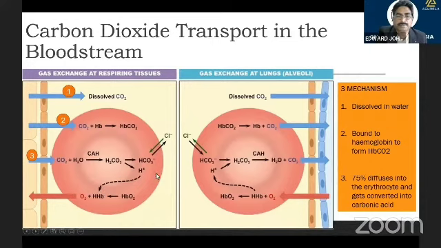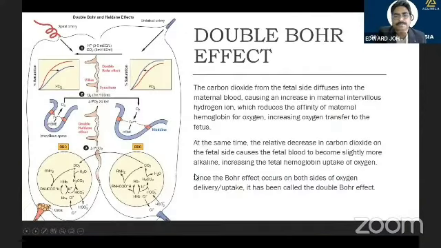It acts as a buffer. So the reverse occurs when it reaches the alveoli. In the alveoli, what happens? The hemoglobin takes up the oxygen and releases the hydrogen ion. So the bicarbonate is exchanged from the cytoplasm for chloride, combines with the released hydrogen ion from the hemoglobin, and dissociates into water and carbon dioxide, which is released to the alveoli. So this is the transport of carbon dioxide in the bloodstream.